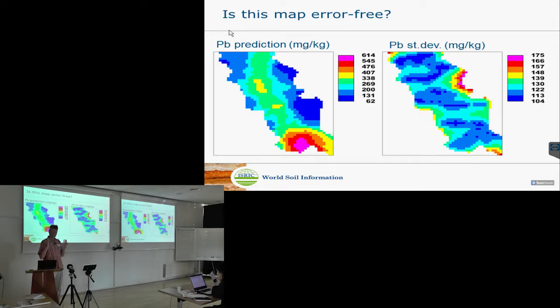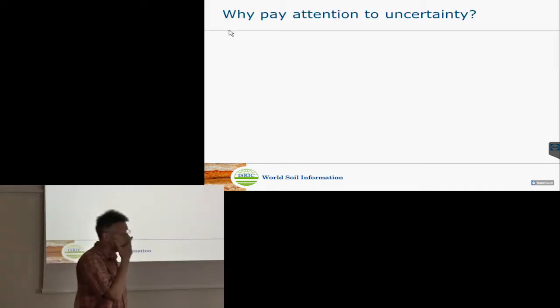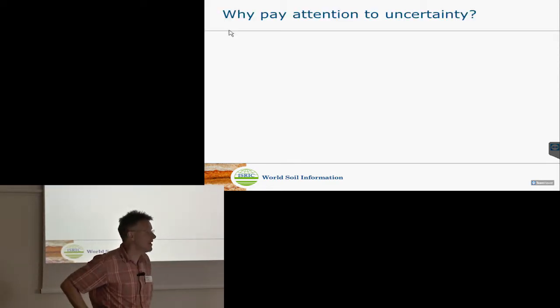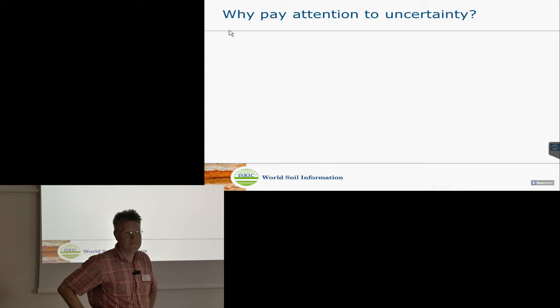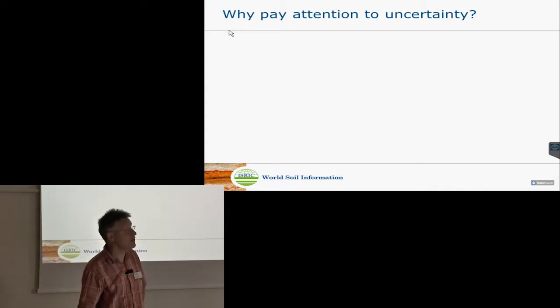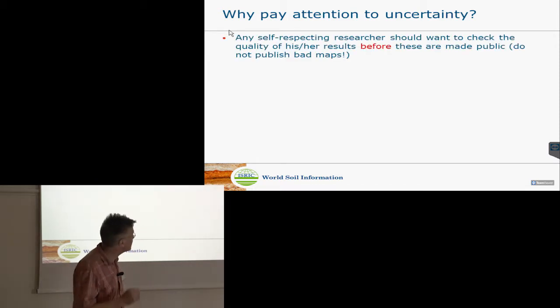Well, this afternoon's focus is really not so much about these maps, but these kind of maps. What is this uncertainty? And why is it important? Why should we pay attention to uncertainty? Well, I have a list of reasons. Maybe it's not exhaustive, and maybe you have other reasons, but let's look at them.